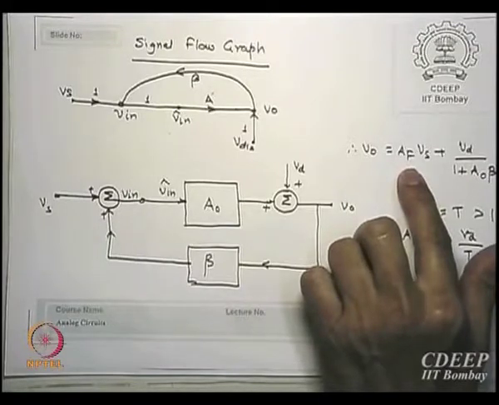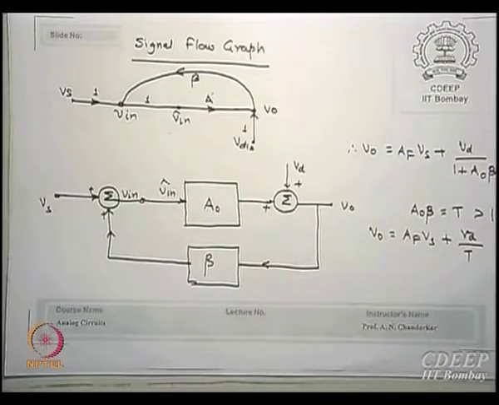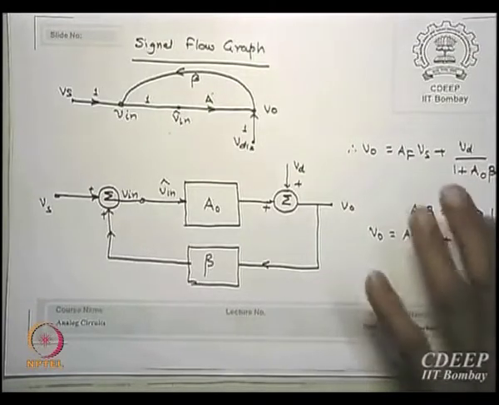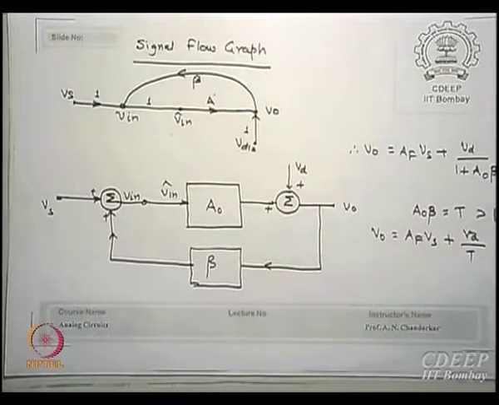Earlier it would have been A, now it is AF. But by doing that I have actually seen that the distortion outputs or noise outputs also get reduced by 1 plus A beta times. So one can say this term being very, very small, output is proportional to input. That is what the graph I was trying to show you.